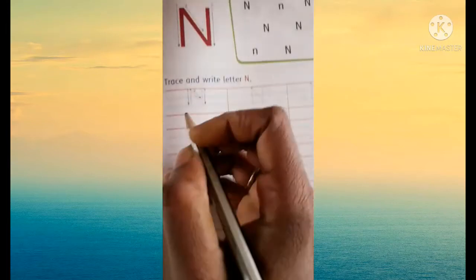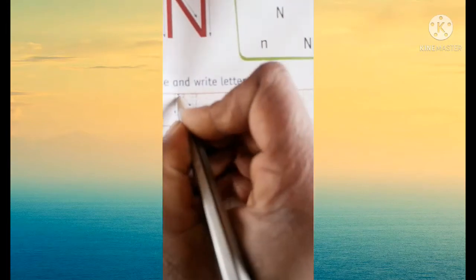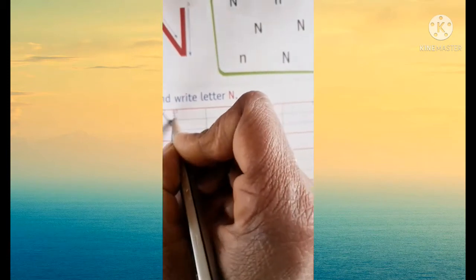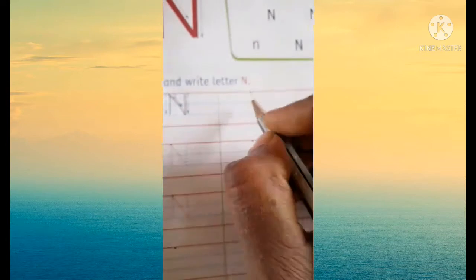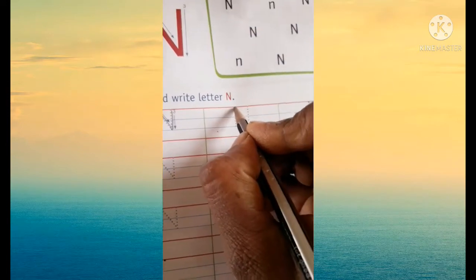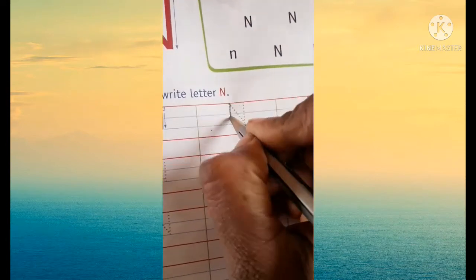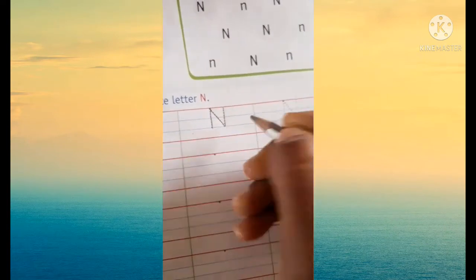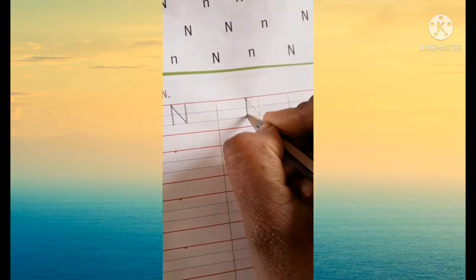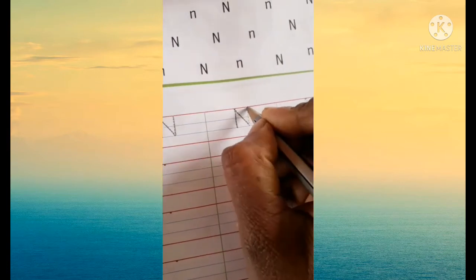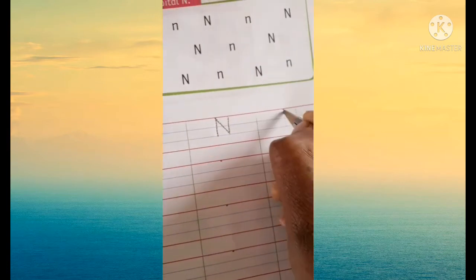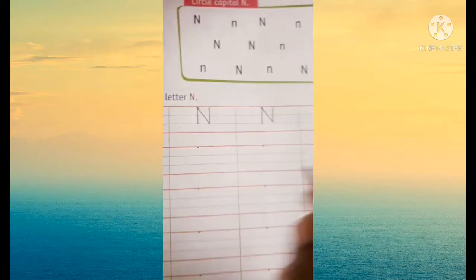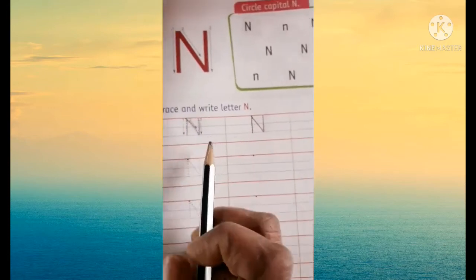Look carefully, children. One standing line, one slanting line, again join one standing line. N, capital letter N. Standing line, slanting line, again standing line. Okay, children, this is capital letter N.